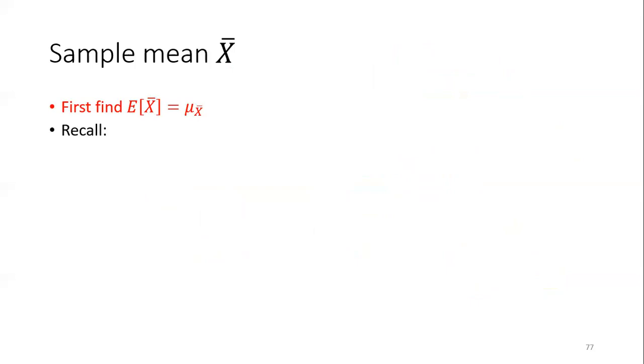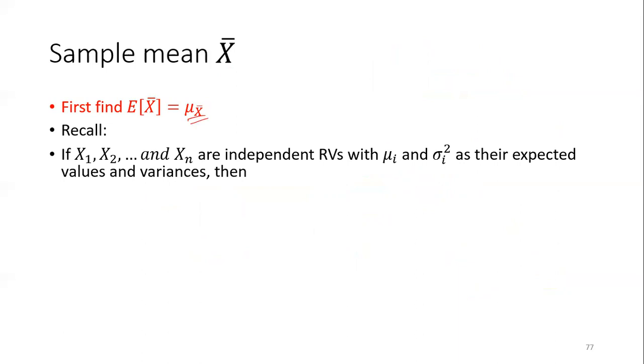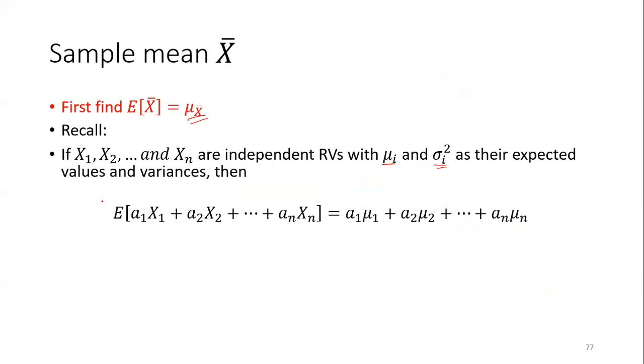So we will first find the expected value of X bar, which is mu of X bar, right? Recall from your probability course, if x1, x2, ..., xn are independent random variables with a mean mu i and variance sigma i, so there is nothing related to the distribution here, okay? We are just talking about their expected value and variance. Then the expected value of a1 times x1, plus a2 times x2, ..., plus an times xn is equal to a1 times mu1, plus a2 mu2, ..., plus an mu n.